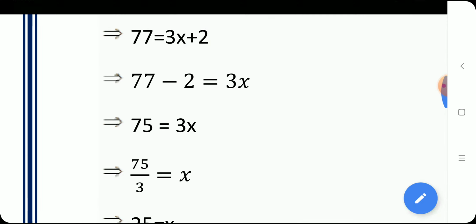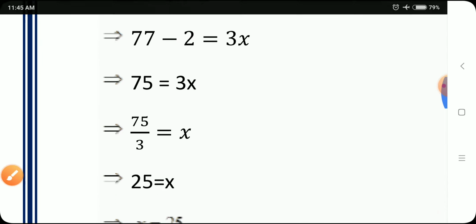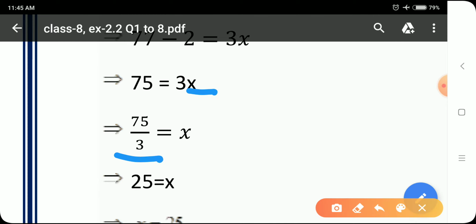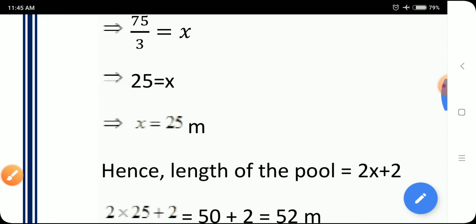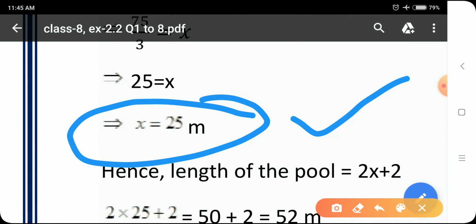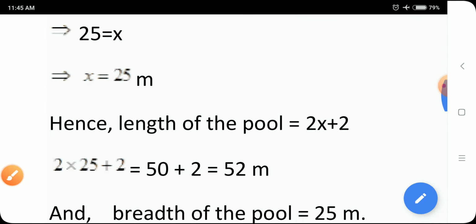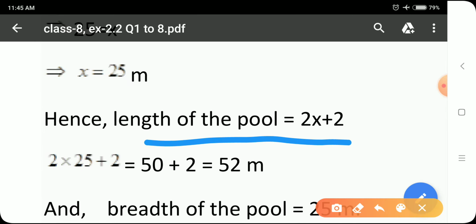So it will become 75 is equal to 3x. Now 3 is in multiplication, so when it comes to the left-hand side, it will become division. After solving it, you will get x is equal to 25. So you know that it is the breadth of the pool. The breadth of the pool is 25 meter, and by putting the value of x here, you will be able to find the length.